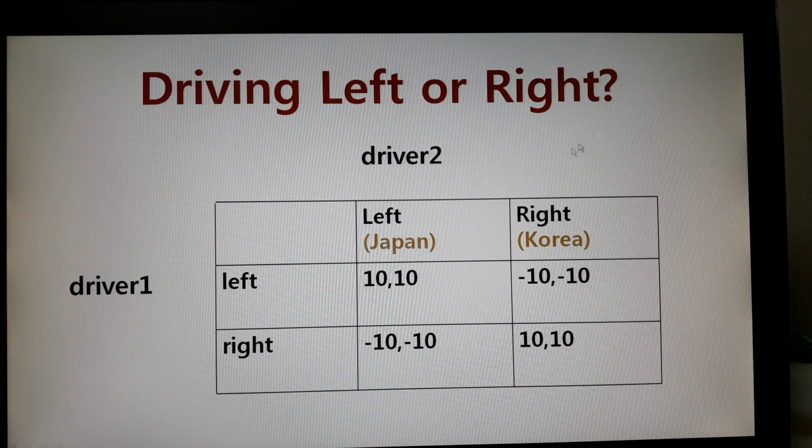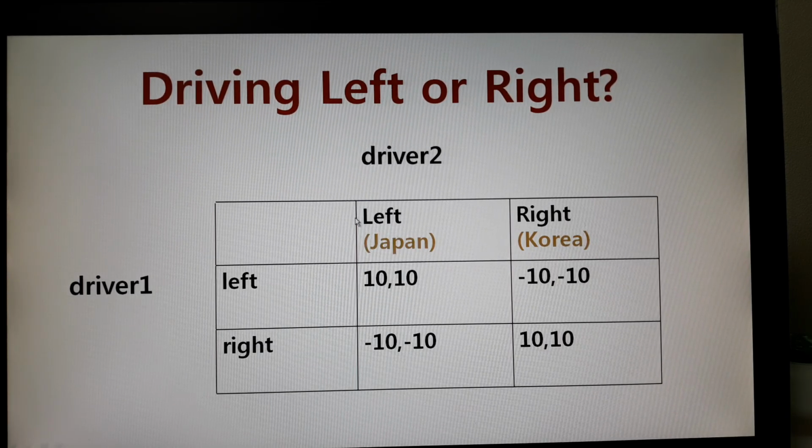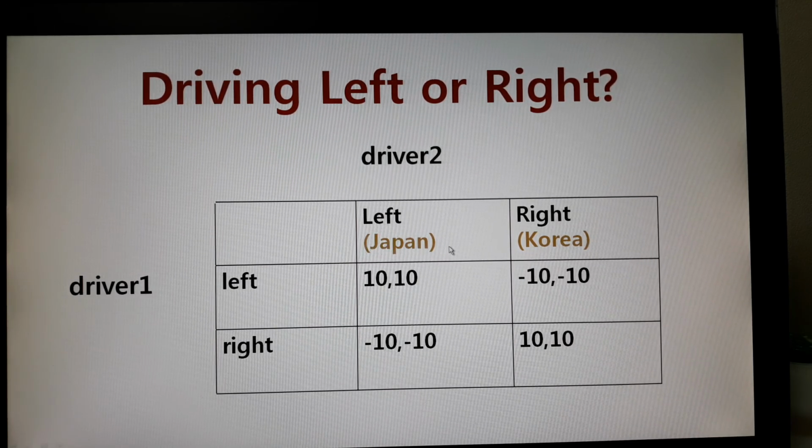Driving left to right game. Okay, in Korea, everybody drives on the right. When you drive a car, the handle is on the left side and your car goes on the right-hand side. If you go to Japan or England, the car goes the other way. The handle is on the right-hand side of the car and the car goes on the left lane. Okay?